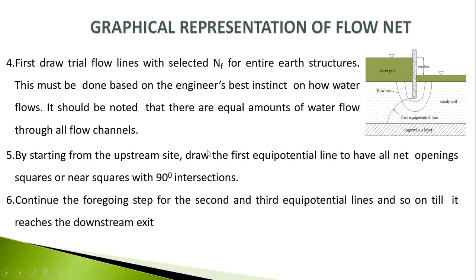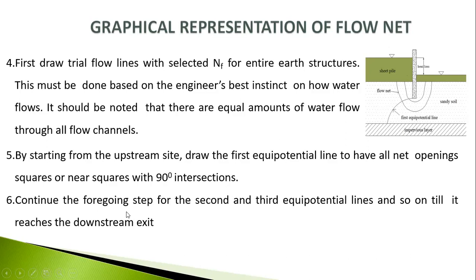Starting from the upstream side, draw the first equipotential line. Now we have already drawn this first equipotential line, so that all net openings are squares, with 90° intersections. This is the first equipotential line from the upstream side. After drawing the flow line, when we draw it, here we find the 90° intersection, and here we find the 90° intersection. So we have already mentioned it.